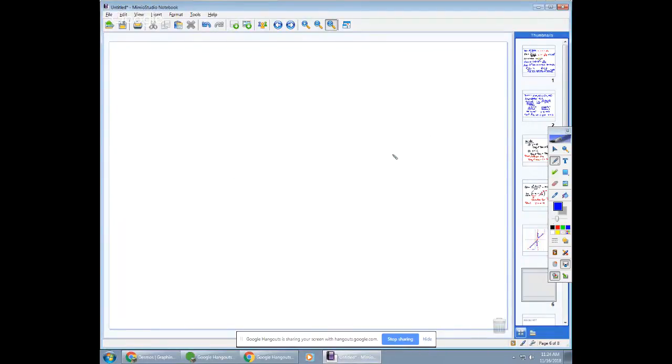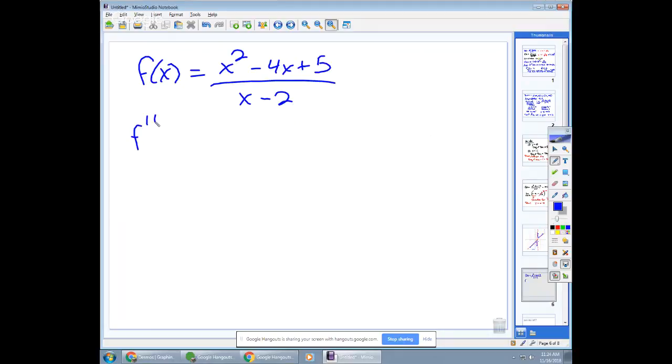So, a quick review of that idea. Our function again, f of x equals x squared minus 4x plus 5 over x minus 2. Its second derivative is 2 over x minus 2 cubed. Is that right? Yeah. Okay. So what I want to do is pick a couple of points and test what's happening as far as concavity goes.